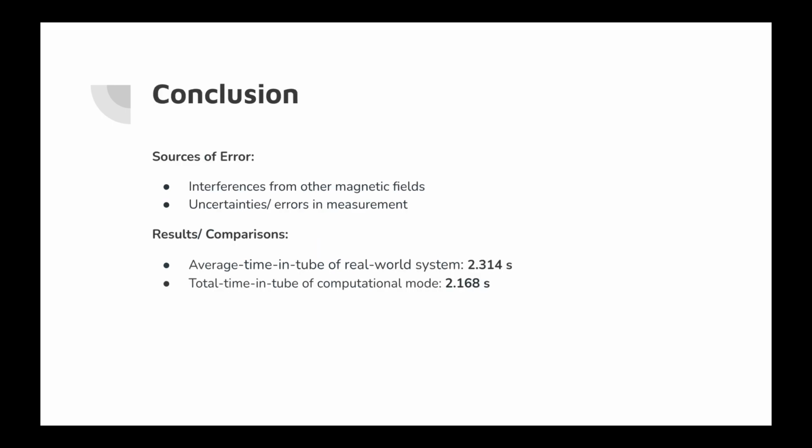Some sources of error in this lab might have included interferences from other magnetic fields and uncertainties/errors in measurements. Ultimately, the computational model and real-world models had very similar results, thus supporting the physical realities of Faraday's law.